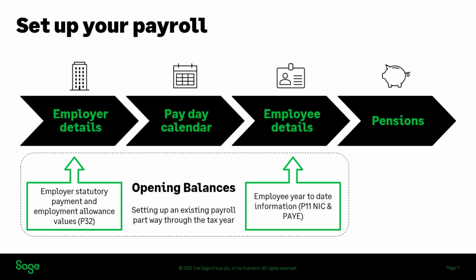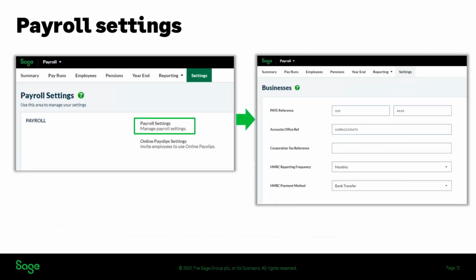So what we're going to do in the demos today is run you through the 3 setup options in the software. When it comes to employer details, as you'll see in the demo, you are prompted to enter them when you first set up your payroll. But if you've already done that step, you can check them from the settings option. If you go into payroll settings, that is where you're going to find the PAYE reference and accounts office reference, as well as confirming your reporting frequency and payment method to HMRC.